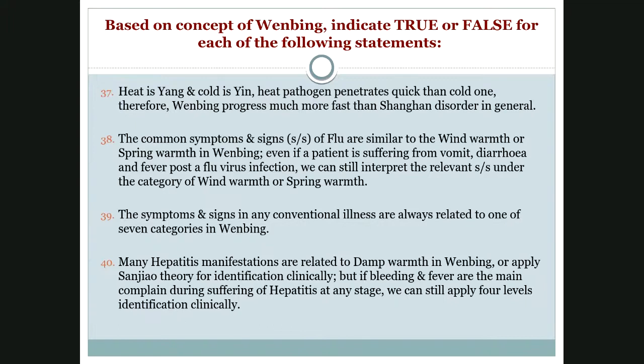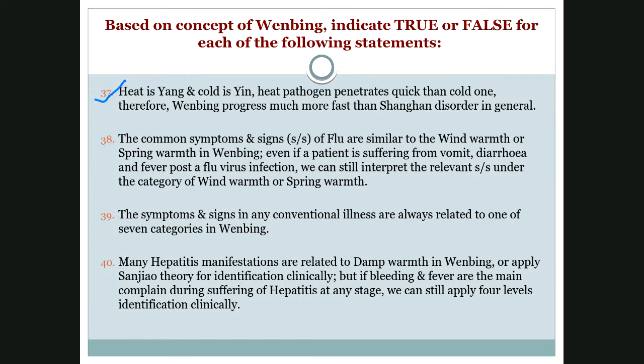Number 37. Heat is yang, cold is yin. Heat pathogens penetrate quicker than the cold ones. Therefore, Wenbing progresses much faster than Shanghan disorders in general. Okay, this is a part of the comparison between Shanghan and Wenbing. It is an important point for you to understand before preparing for the exam.